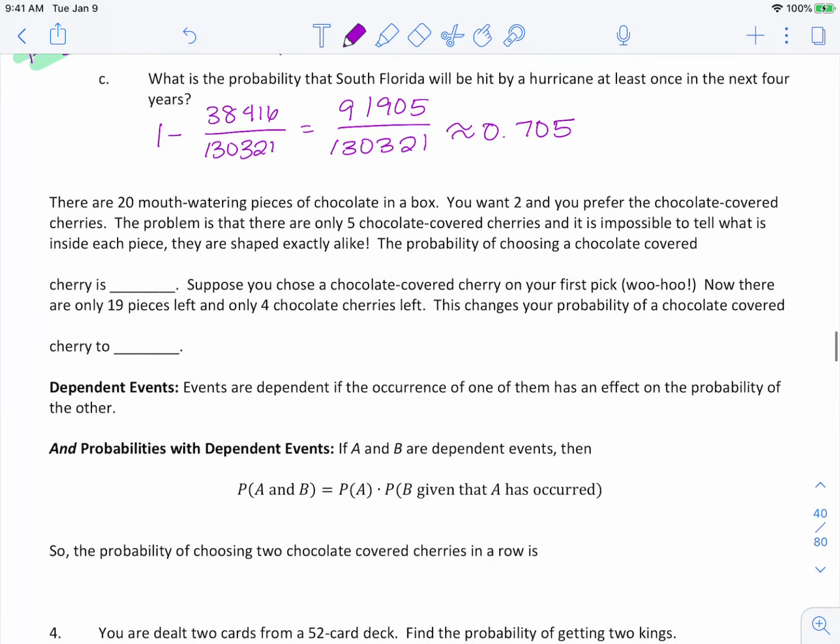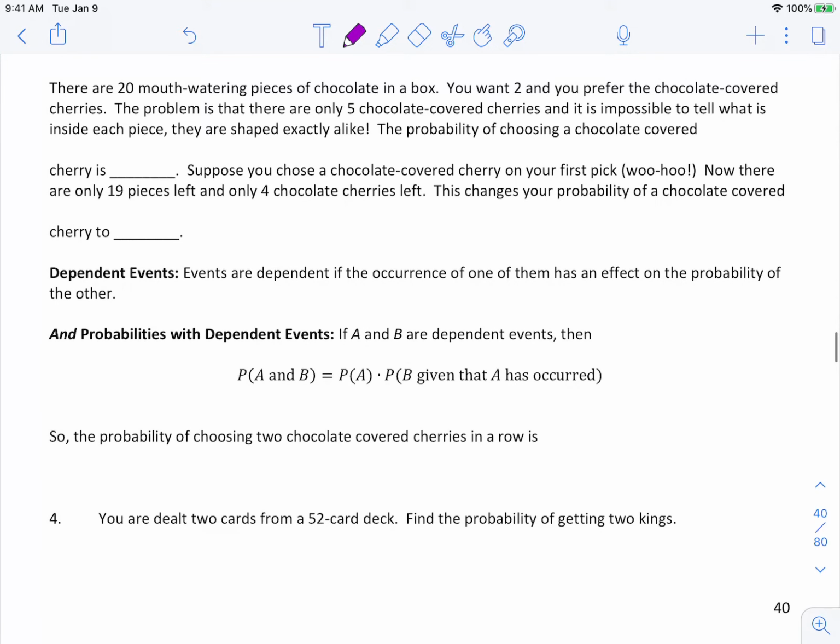Okay, there are 20 mouth-watering pieces of chocolate in a box. You want 2 and you prefer the chocolate-covered cherries. The problem is that there are only 5 chocolate-covered cherries and it is impossible to tell what is inside each piece. They are shaped exactly alike. The probability of choosing a chocolate-covered cherry is 5 out of 20, or 1/4. Suppose you choose a chocolate-covered cherry on your first pick. Now, there are only 19 pieces left and only 4 chocolate cherries left. So this changes your probability of a chocolate-covered cherry to 4 out of 19.